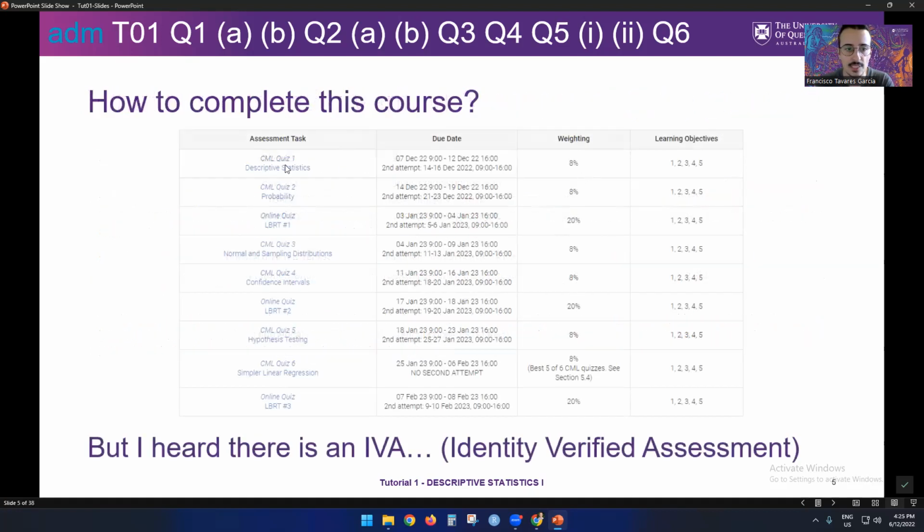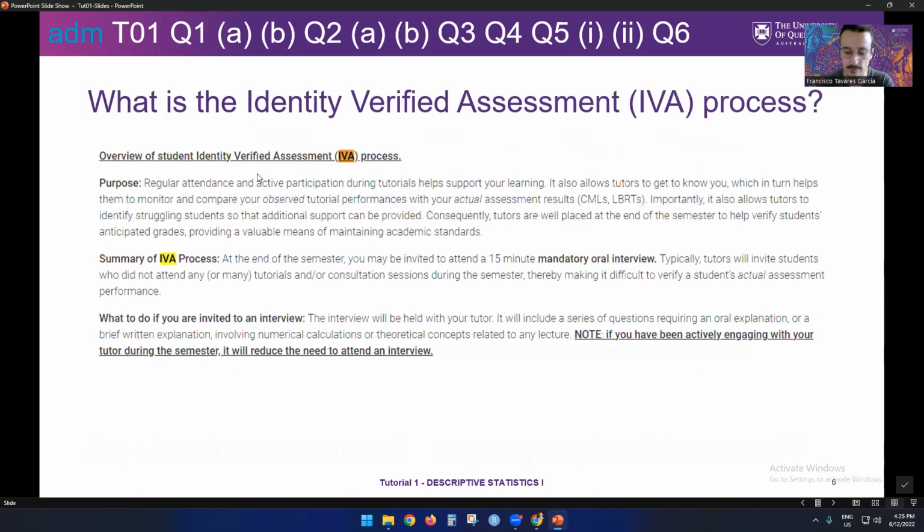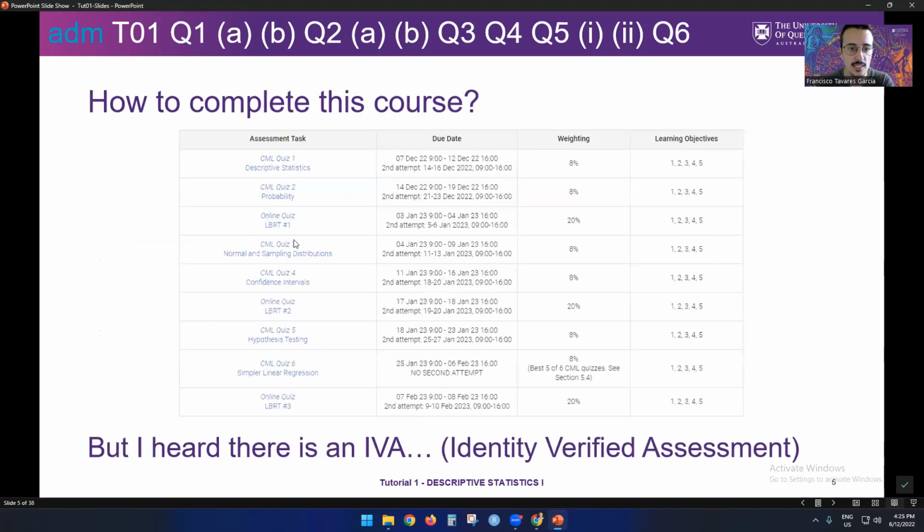So basically, you have 2 attempts for this one, 2 attempts for this one, and for everything you have 2 attempts, but the last quiz. There's no second attempt for the last quiz. For LBRT, I'm not sure if I'm contradicting myself, but for LBRT you have 2 attempts for all of them. The quizzes, the questions are different.